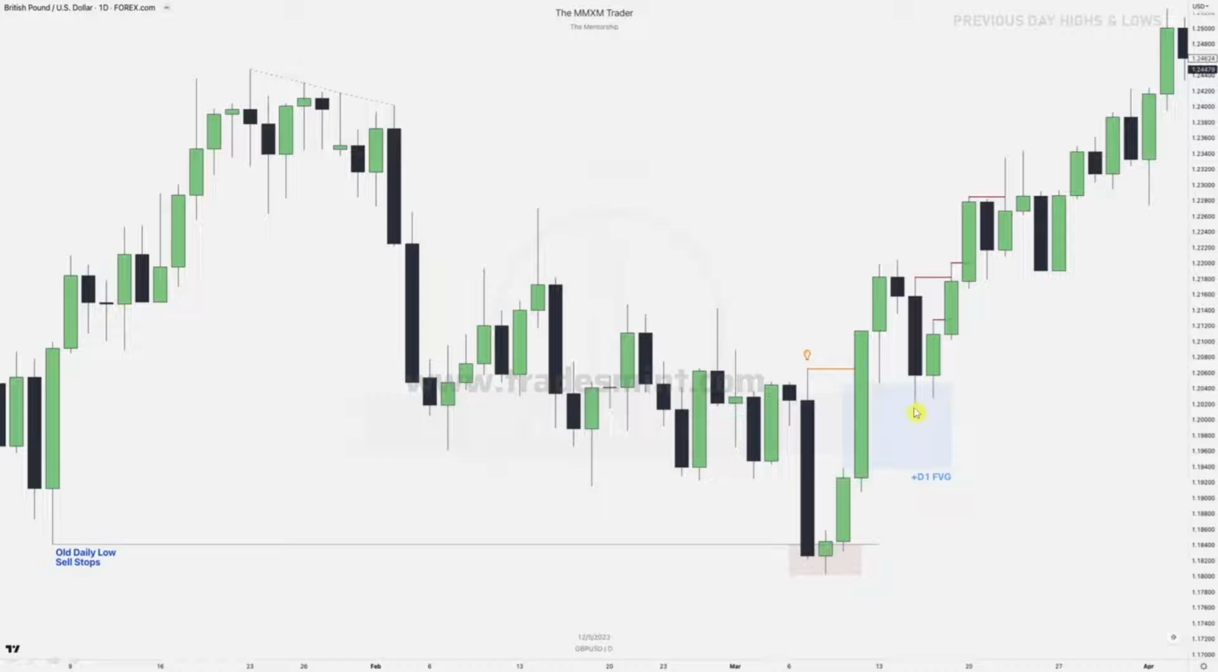So this low didn't get raided. We have an inside bar over here. So continuing up, taking out buy stops over here, taking out buy stops, previous daily high over here again, and again we've got this one over here.